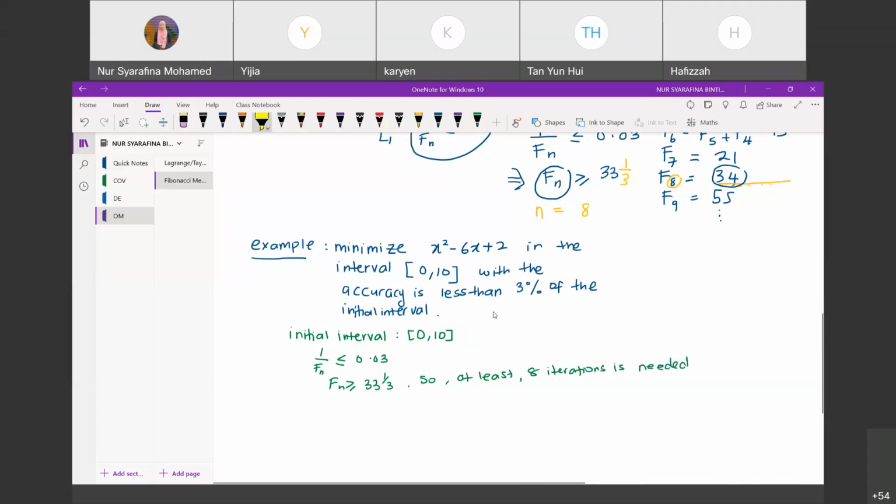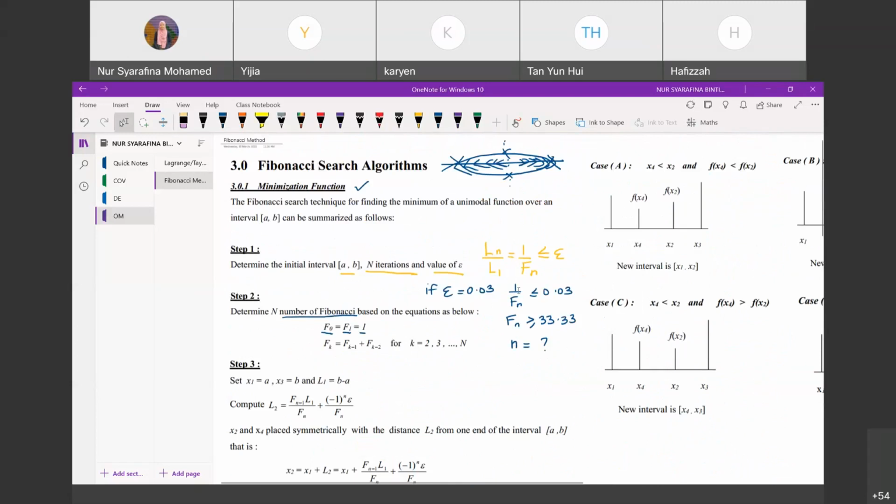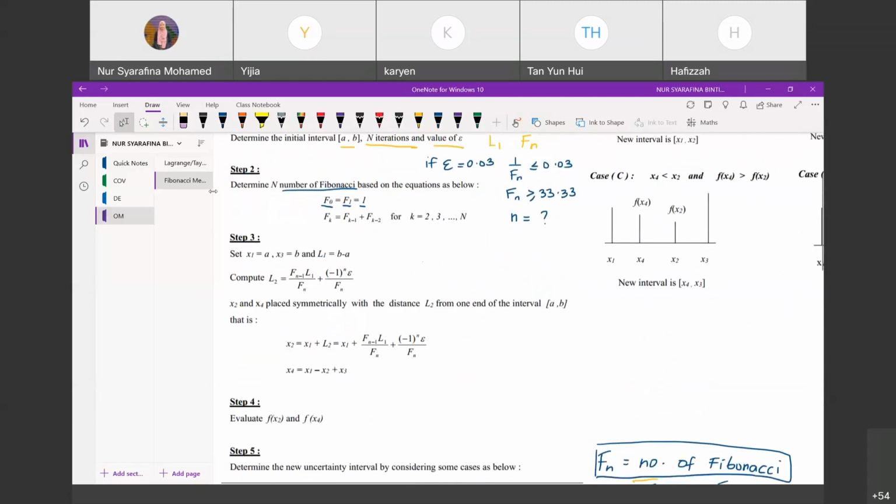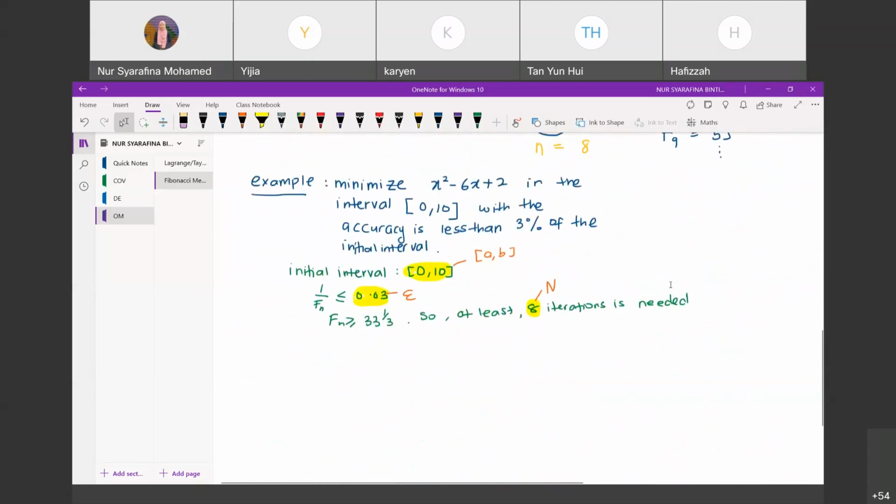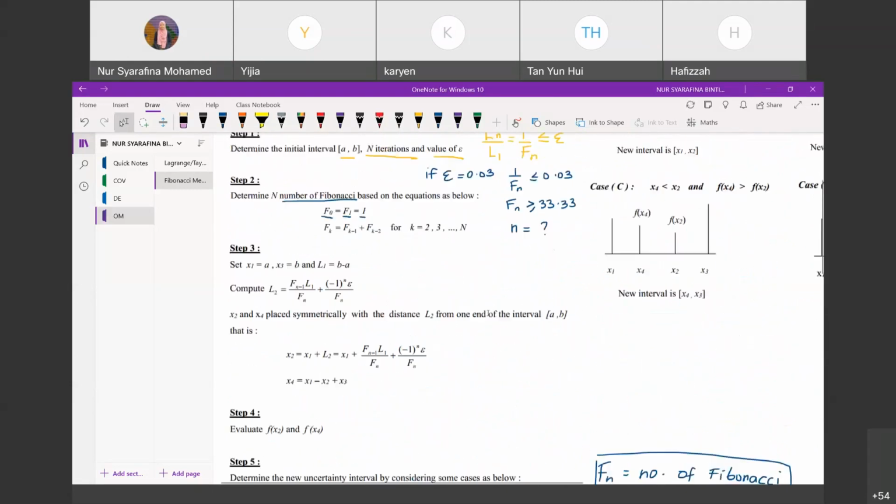So you identify the number of iterations, epsilon, and the interval. This is your interval AB, this is your n, this is your epsilon. Okay, that is step number 1. And then step number 2, determine the n number of Fibonacci based on the equation we have done. The Fibonacci number is at least up to 34 when n equals 8. That is step number 2. You can refer to your notes.